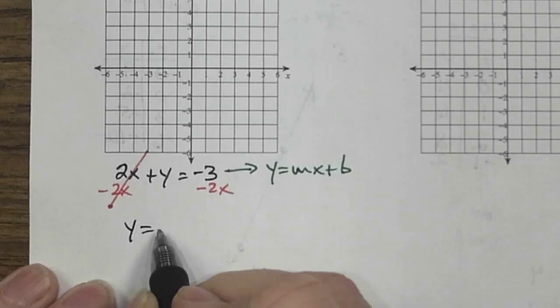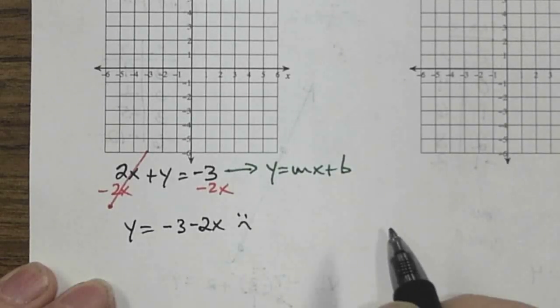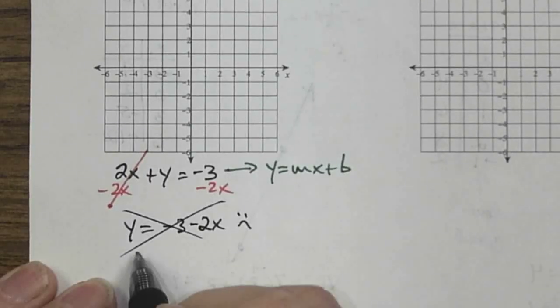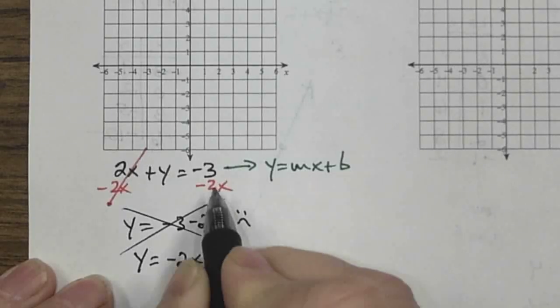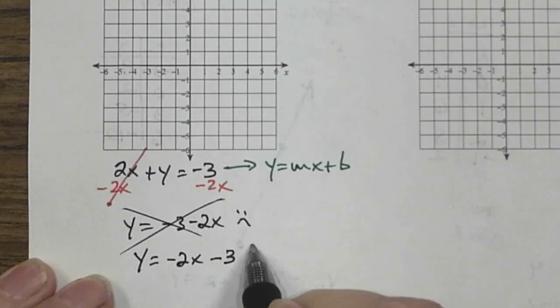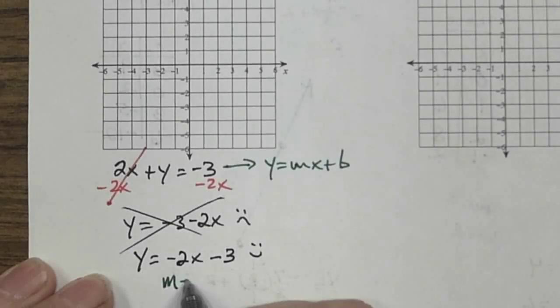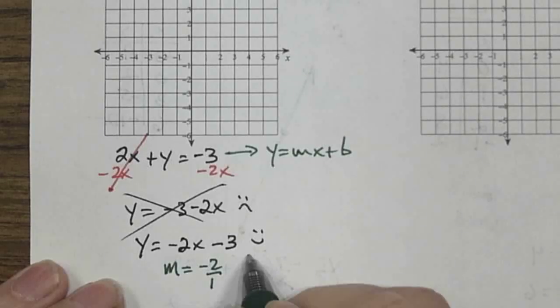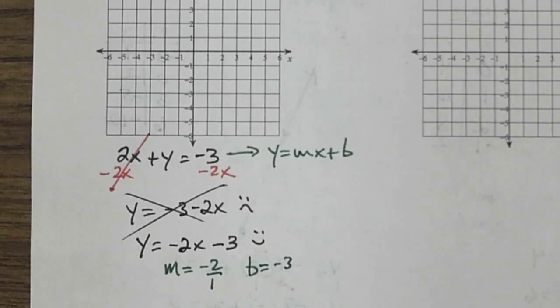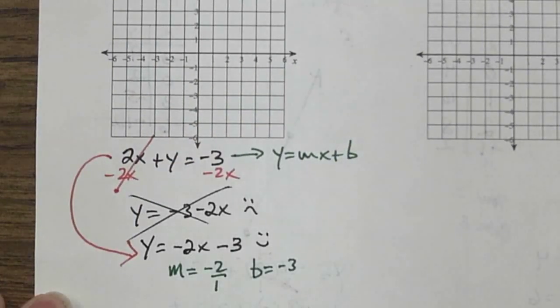These are not like terms, but rather than write it this way, what if I wrote it with the 2x in front and the 3 behind? See, that way it looks like my formula. M is -2. Remember, rise over run, so let's put it over 1. B is -3. So a little quick shift, taking my equation and rewriting it into this form.